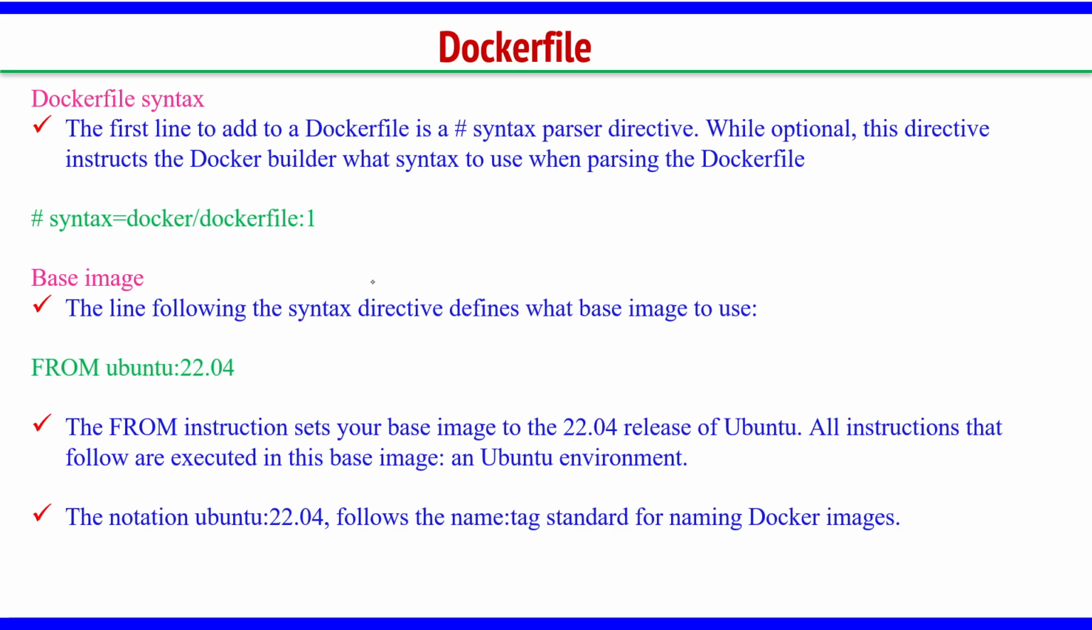In Linux, I think you are aware we have different flavors. Ubuntu is one. So, what I am telling here, FROM ubuntu 22.04, use the default base image of this version of Ubuntu, as simple as that. The notation ubuntu:22.04 follows the name-tag standard. When we create a Docker image, we will always follow this name and tag format.